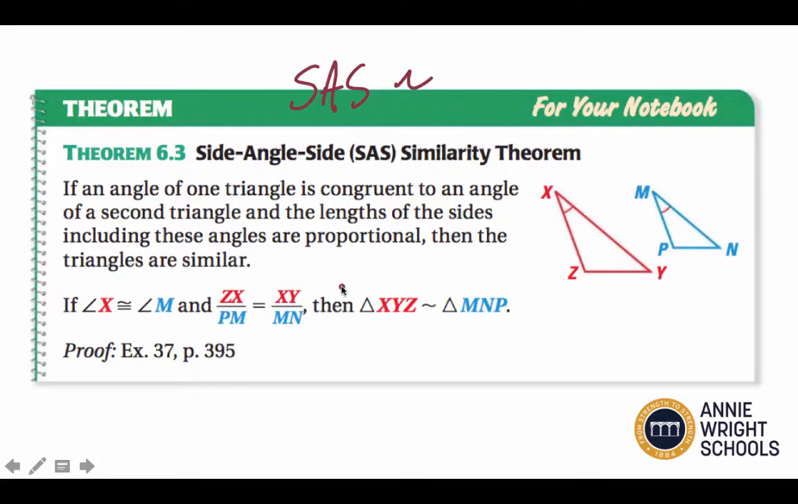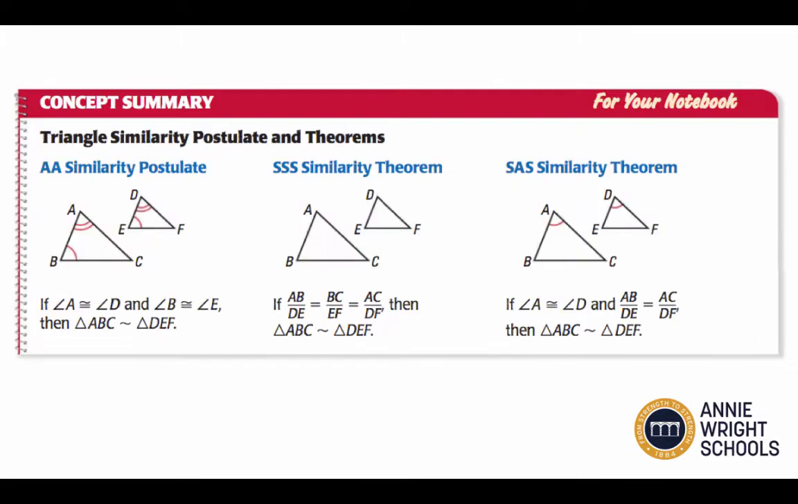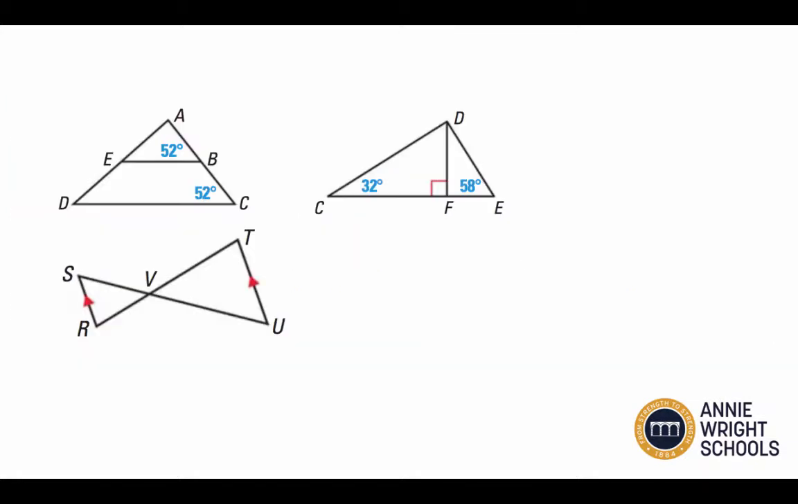All right, so those 3 ideas, 2 theorems and 1 postulate, those ways of showing triangles are similar, is what you're going to be practicing in class tomorrow. Here's a little summary, sorry. What you're going to be practicing is, are these 2 triangles similar, yes or no? Or what would these sides need to be to make them similar? So let's take a look at some examples.